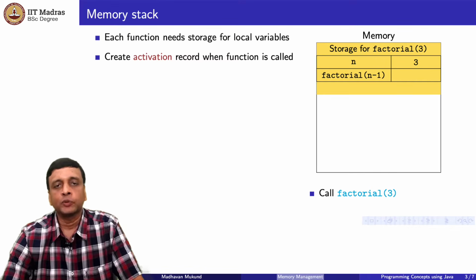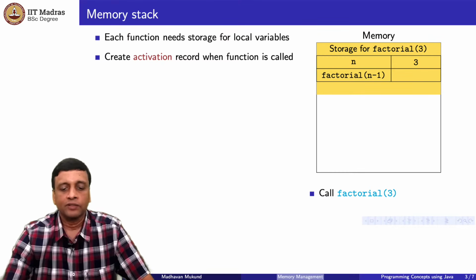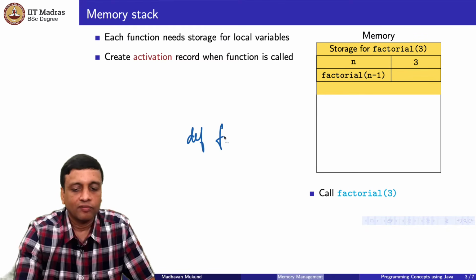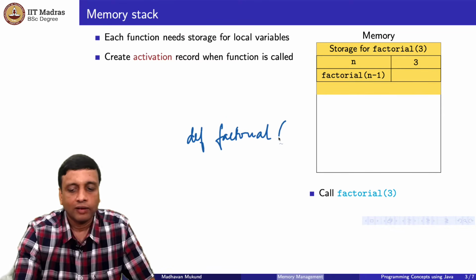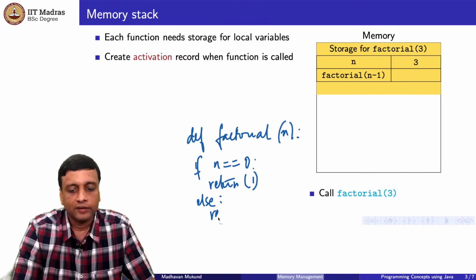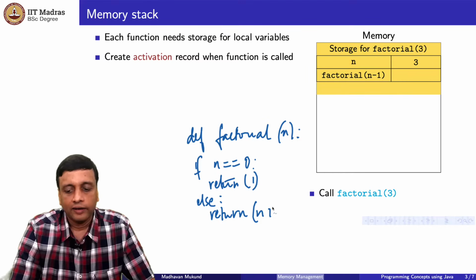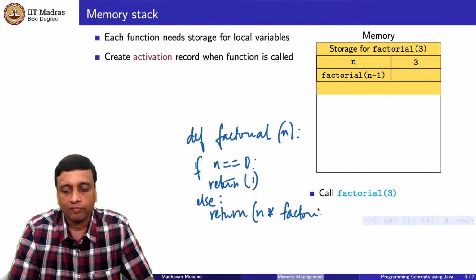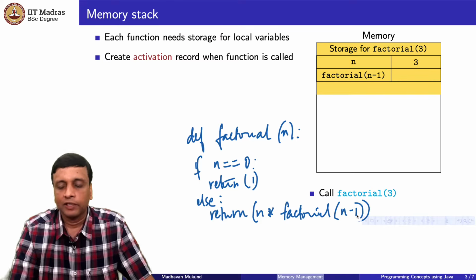So let's consider our usual definition of factorial, the recursive definition, which says factorial of n is 1 if n is 0, and otherwise it is n times factorial of n minus 1, the typical recursive definition. Okay? So if you want, you can write def factorial n. So you can say if n is equal to 0, return 1, else return n times factorial of n minus 1. So this is the typical function that we are going to deal with.